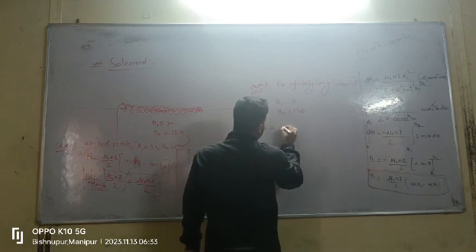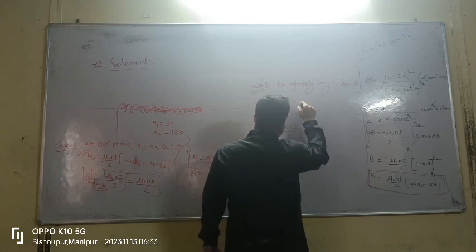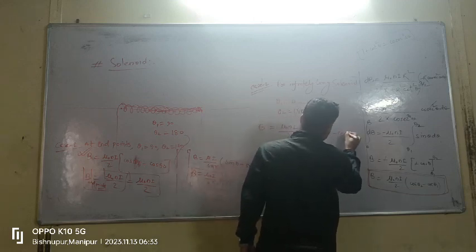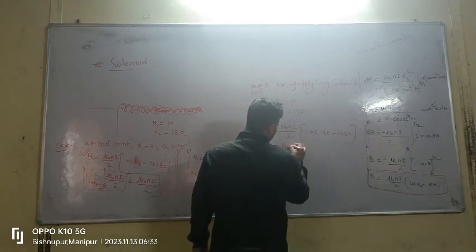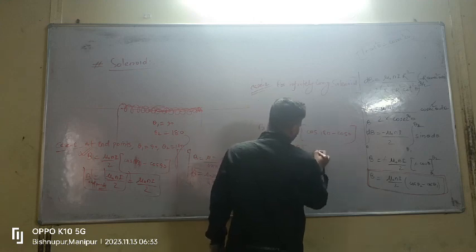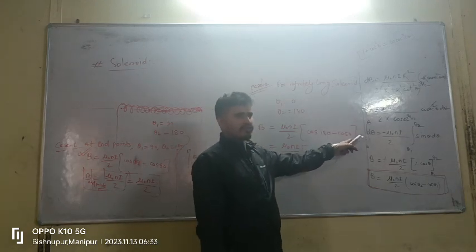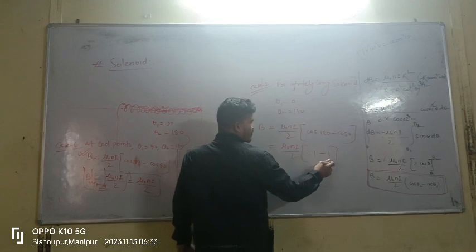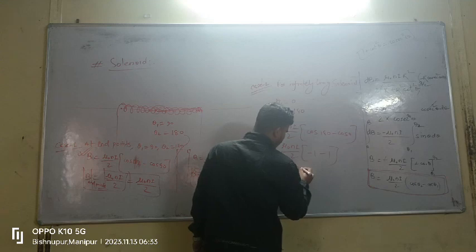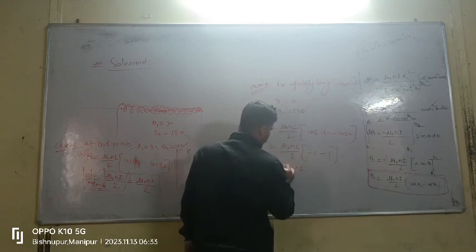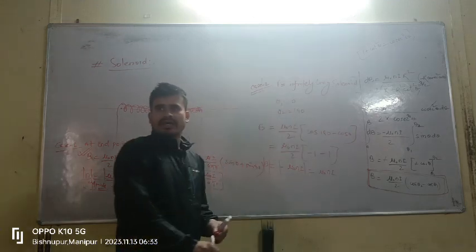B equals mu naught nI upon 2 into cos 180 minus cos 0. What will be this result? Mu naught nI by 2 into minus 1 minus 1, that is minus 2. It will be mod, because negative is not possible. It will be mu naught nI. Clear now?